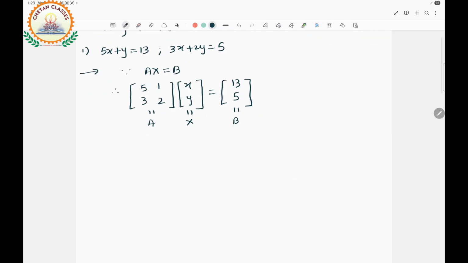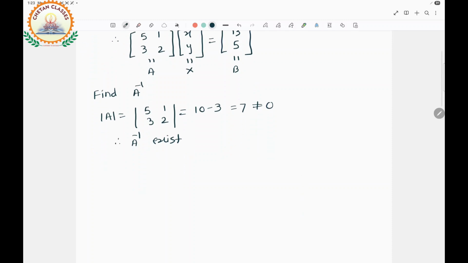Now find A inverse. For finding A inverse, first we find the determinant of A. The determinant of A is |5 1; 3 2|, which is equal to 10 minus 3 is equal to 7, which is not equal to 0. Therefore, A is a non-singular matrix and hence A inverse exists.